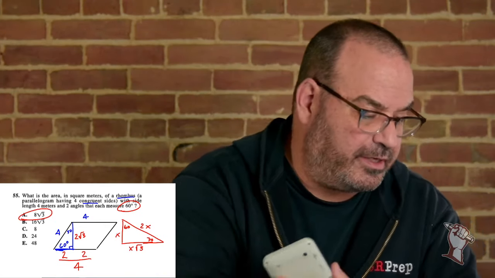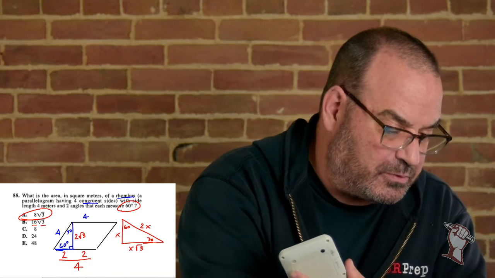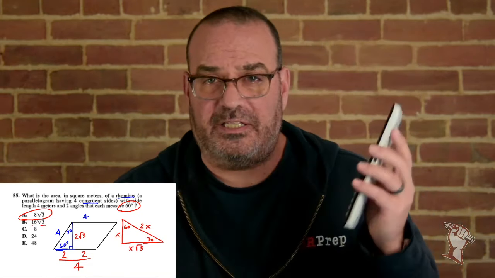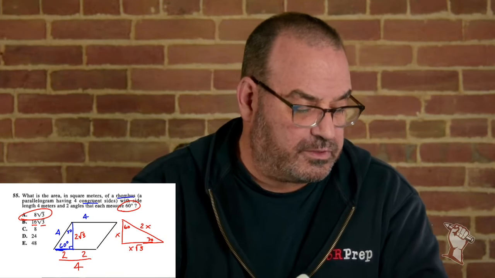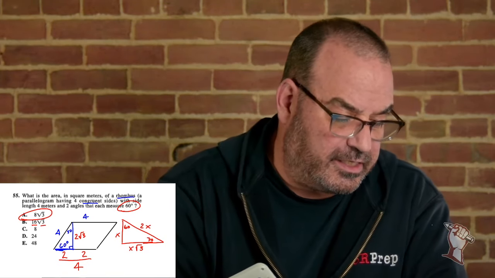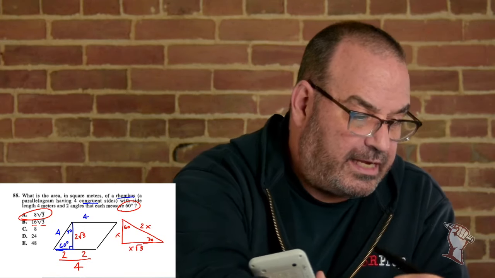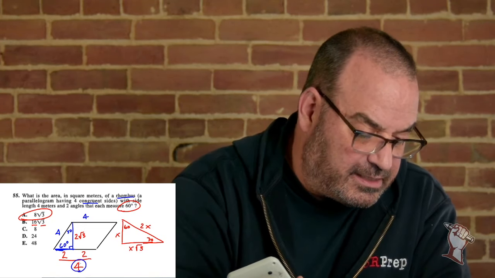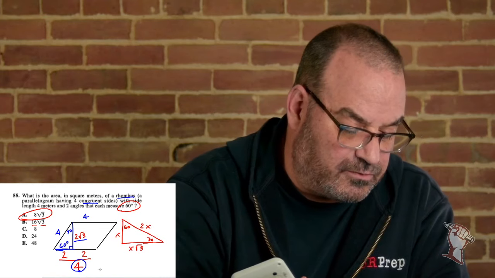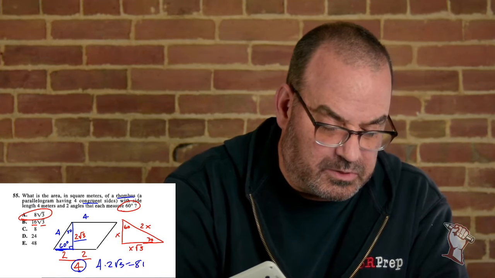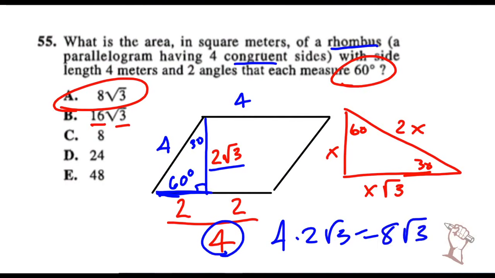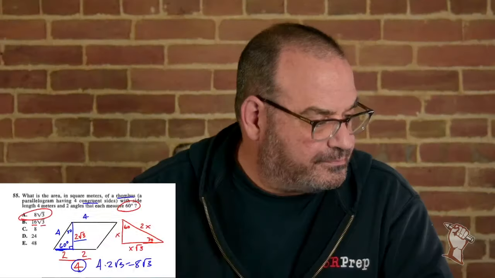So I'm going to guess 8 times the square root of 3, because 16 times root 3 is too much. If this was a square, it would be 16. So 4 times 4 is 16, which is too big. And the right answer is actually the base times the height, which is 4 times 2 root 3, which gives me 8 times the square root of 3. Fun problem. I'm glad I got it right. Haven't screwed one up yet today.